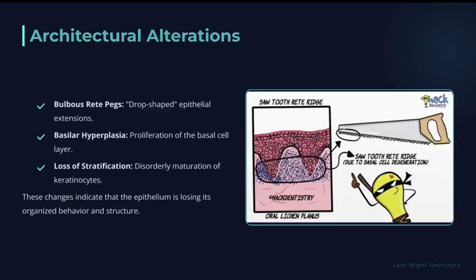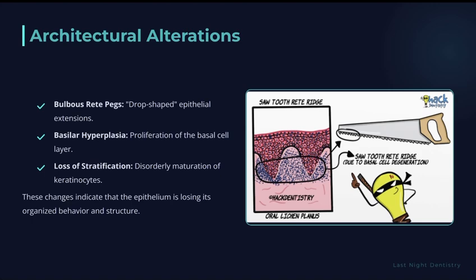Now, coming to the architectural alterations. But dysplasia is not only about individual cells. The overall architecture of the epithelium also changes. You may see bulbous rete, basilar hyperplasia, hypercellularity, and abnormal maturation of keratinocytes. In simpler words, the epithelium becomes disorganized. The normal orderly maturation pattern starts breaking down.